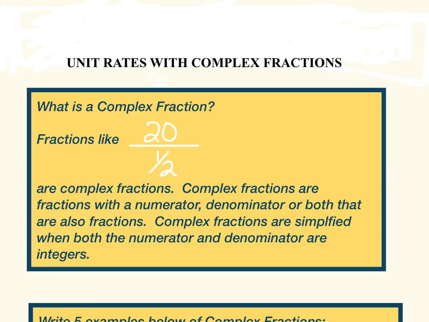You've already learned what unit rates are, but what we're going to be doing today is adding in the complex fraction piece. So what is a complex fraction? Well, basically it means that there's a fraction within a fraction. As the example listed here, like 20 over 1/2, that would be an example of a complex fraction because there is a fraction in the denominator. So we consider a fraction a complex fraction if there is an additional fraction within the numerator and/or the denominator. I think it'll make more sense as we keep going.